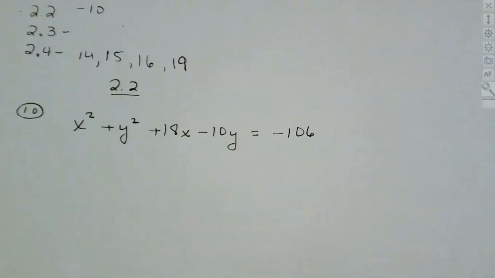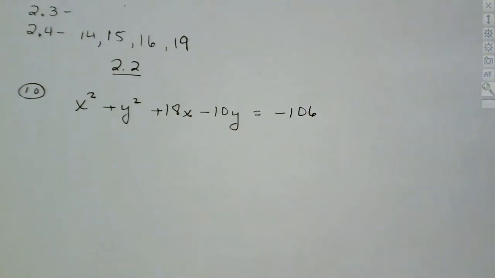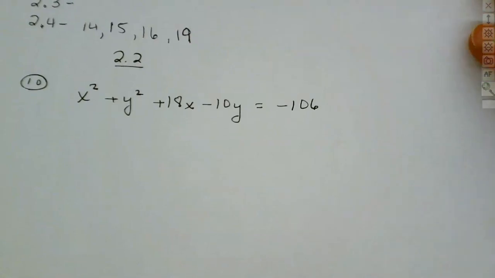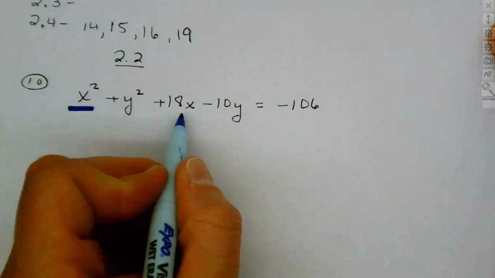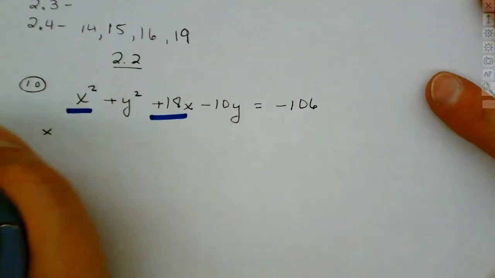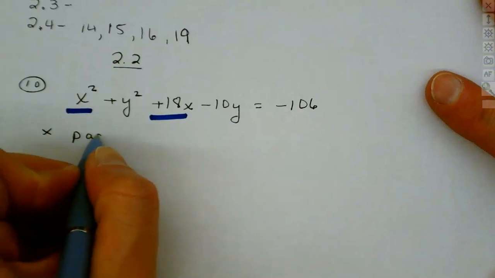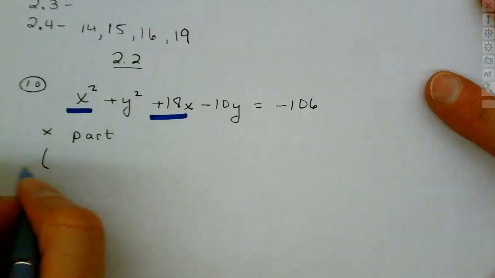So we're still looking at questions out of 2.2. We're going to look at question 10. And so what we want to do is we want to complete the square twice. So we'll look at the x part. And how do we complete the square? Well, we complete the square by halving and then squaring.